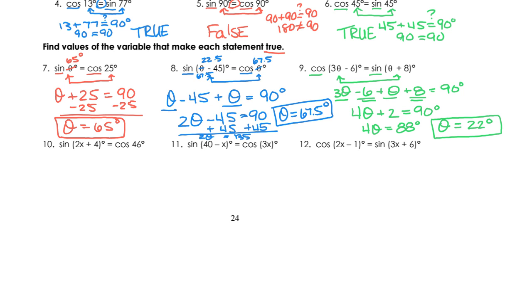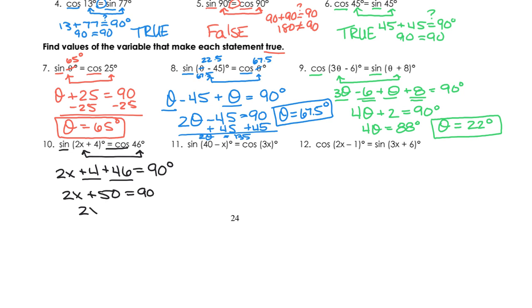Okay, all right, so number 10. We have sine equal to cosine, and so we're going to take the two angles and we're going to go ahead and add them together to equal 90 degrees to make this statement true. All right. 4 plus 46 is going to give us a grand total of 50. We're going to go ahead and subtract 50 to get 40 and divide by 2 and get 20.